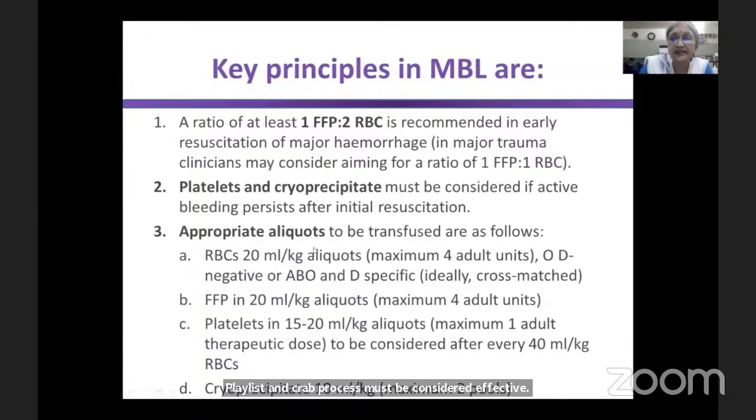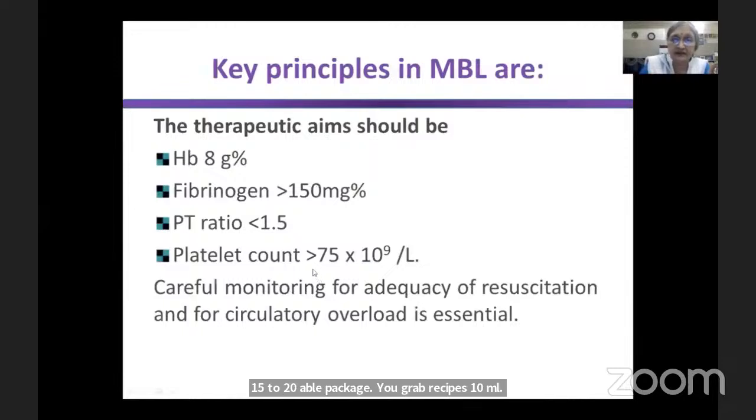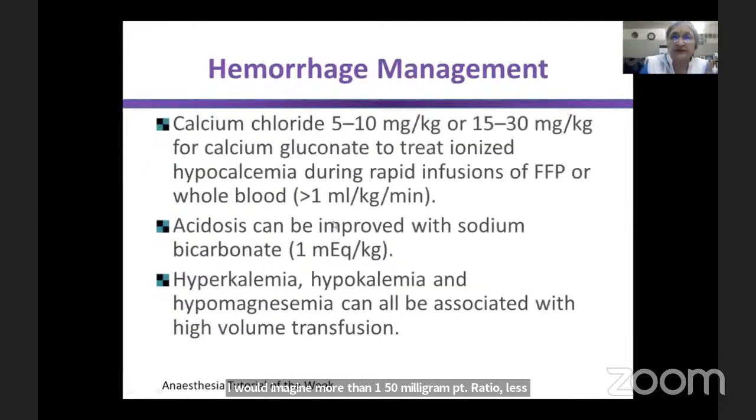So appropriate allocations, for example, RBC 20 ml per kg, FFP 20 ml per kg, platelets 15 to 20 ml per kg, cryoprecipitate 10 ml per kg can be given. And our aim should be to maintain hemoglobin of 8, fibrinogen more than 150 milligram percent, PT ratio less than 1.5, and platelet count more than 75,000.